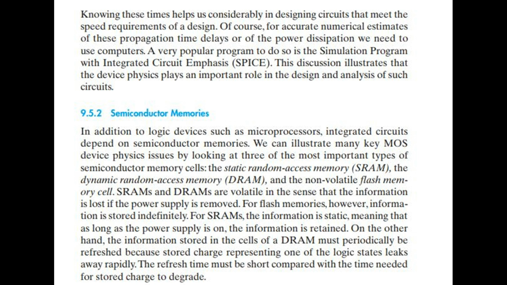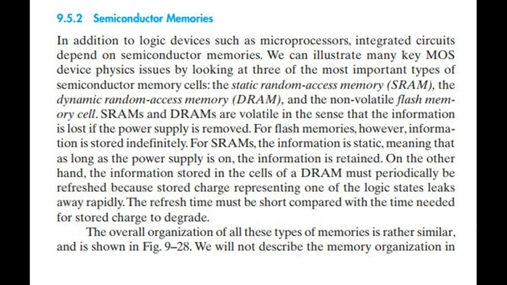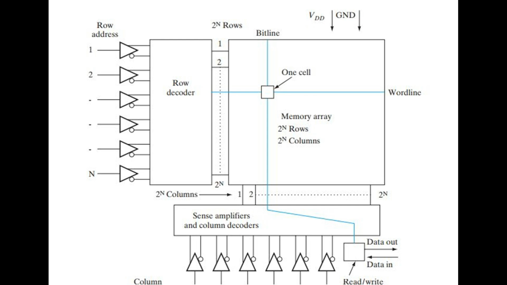The overall organization of all these types of memories is rather similar, and is shown in Fig 9.28. We will not describe the memory organization in great detail here, but will instead focus on the device physics. Figure 9.28: Organization of a random access memory, RAM. The memory array consists of memory cells arranged in an orthogonal array. There is one memory cell at the intersection of one row, word line, and one column, bit line.